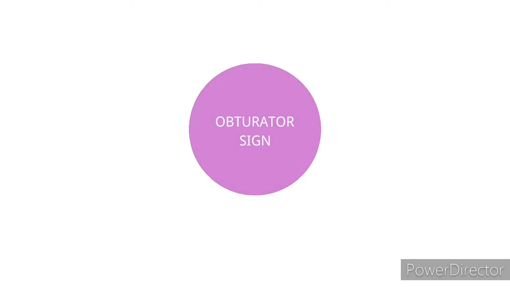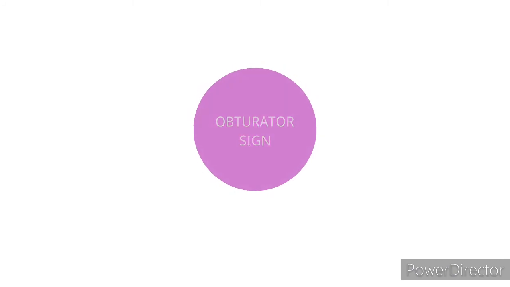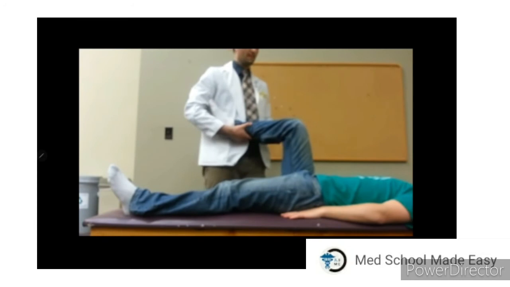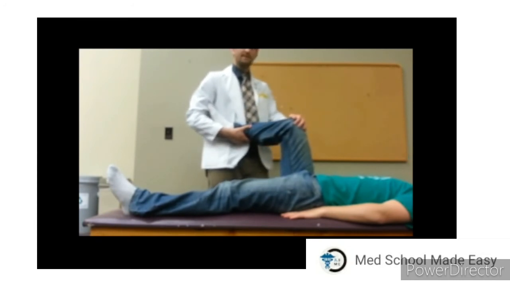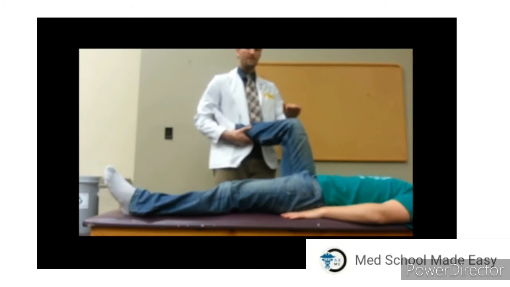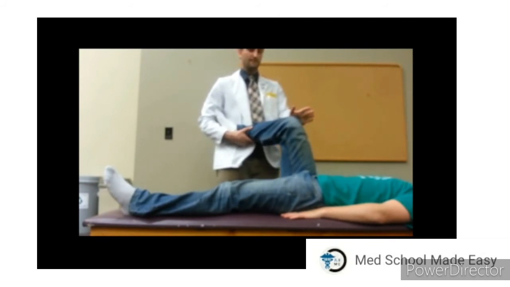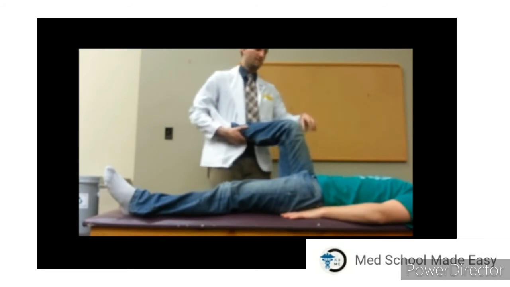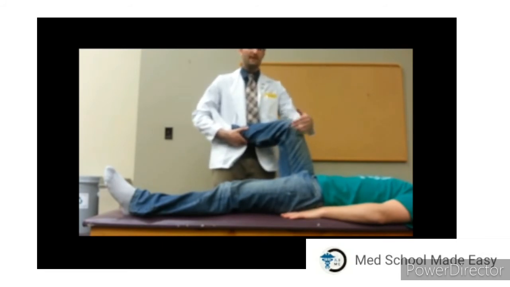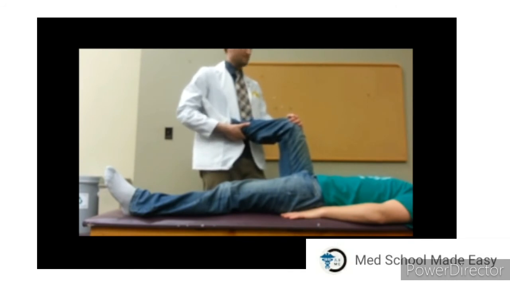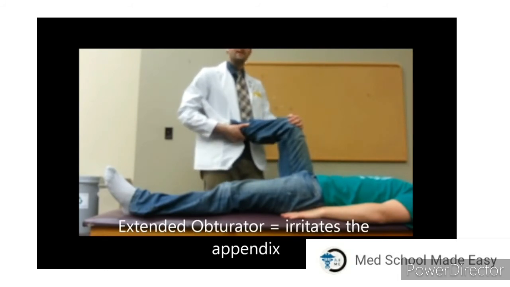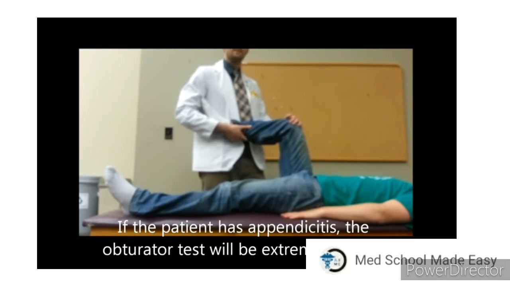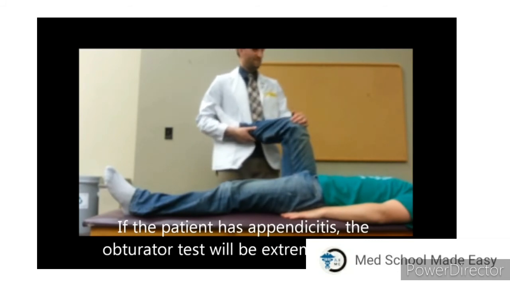Next is the obturator sign. This test is performed to assess the obturator muscle for irritation. Place the patient in a supine position. Flex the patient's right leg at the hip while the knee is bent at a 90-degree angle. Grab the patient's right knee and right ankle and rotate the leg internally at the hip. This stretches the obturator muscle. If the patient has pain in the hypogastric or suprapubic area, this is a positive obturator sign.